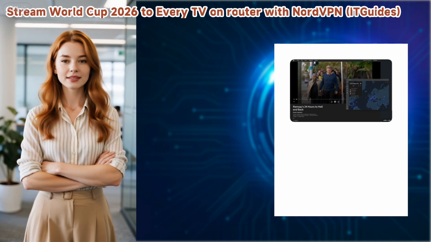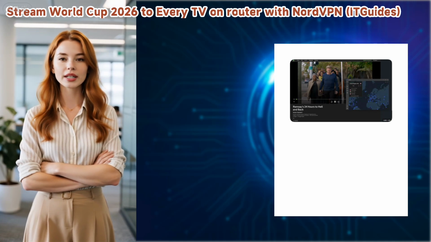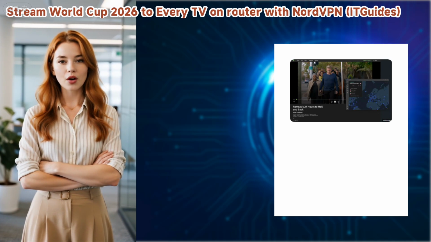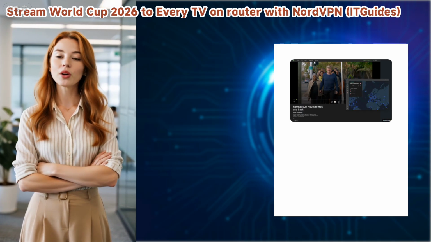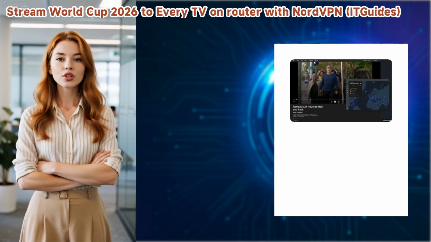Key settings and tips. Protocol: NordLynx, WireGuard, for max speed. OpenVPN: if the router lacks NordLynx support, use a server in the broadcaster's country. Test multiple servers for reliability.